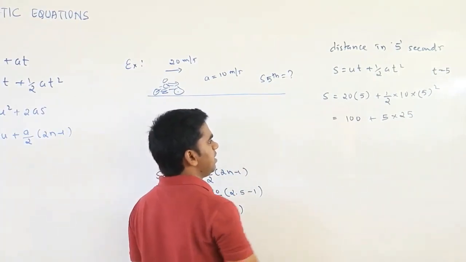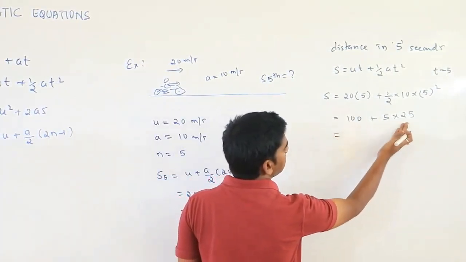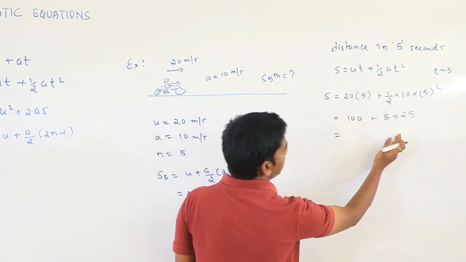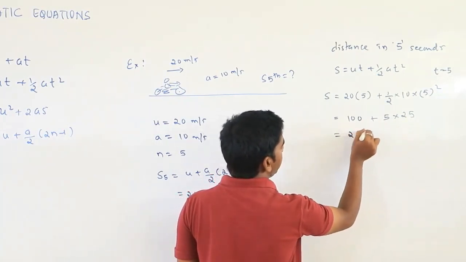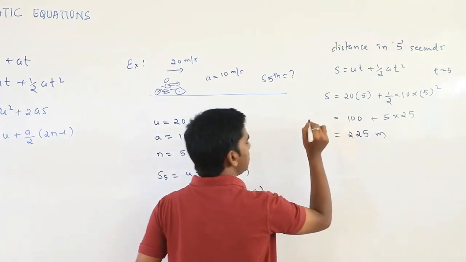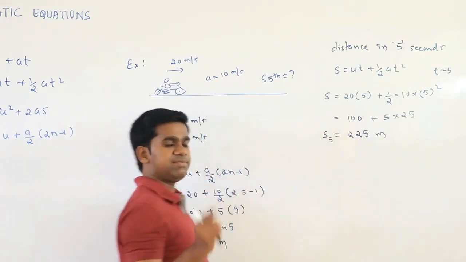So 10 by 2 is 5. So this will become total 100, and 25 into 5 is 125. Total is 225 meter. This is the distance traveled in 5 seconds.